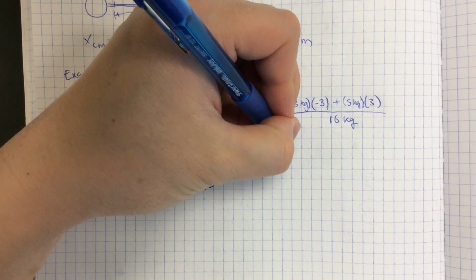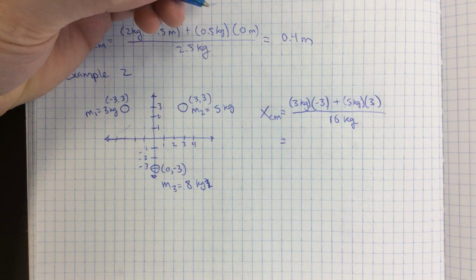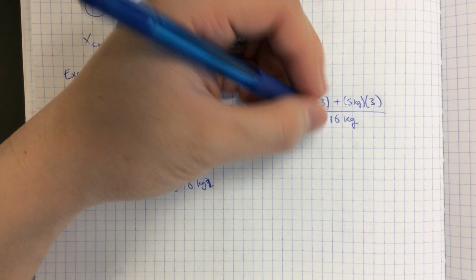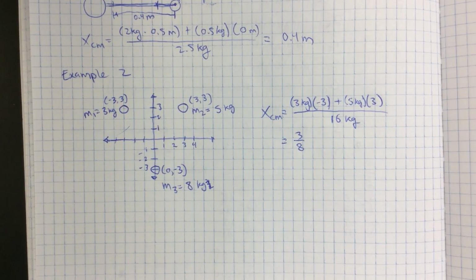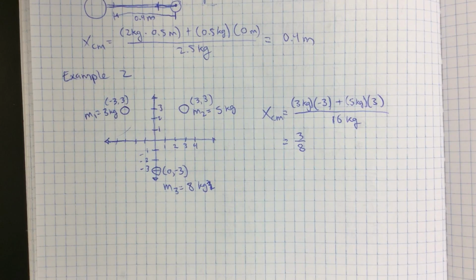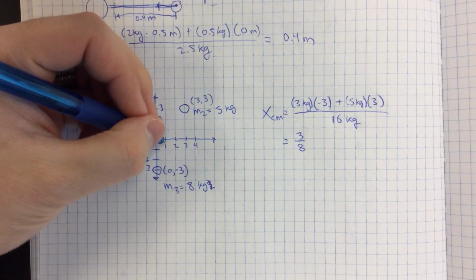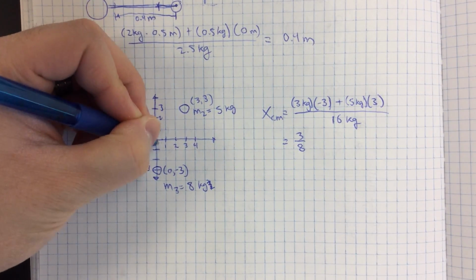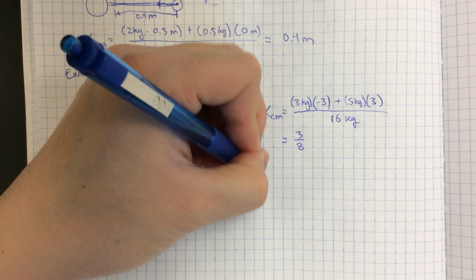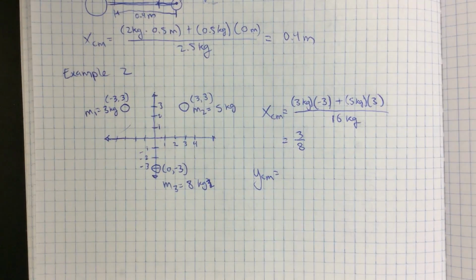So this ends up being, let's see, 15 minus 9, 6 over 16, or 3/8. So about 3/8. So it'd be like somewhere around here. Right? Now we have to figure out the vertical center of mass.